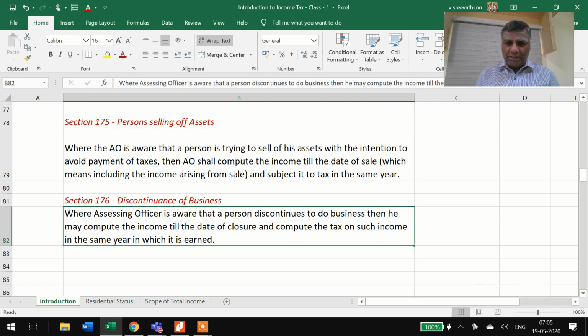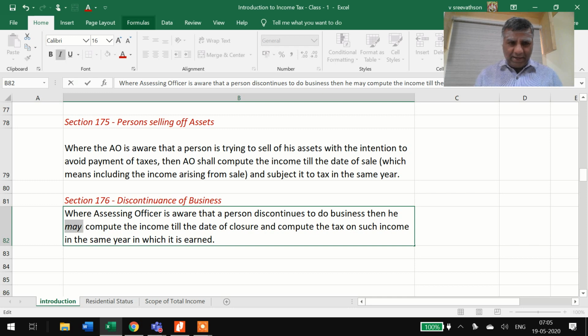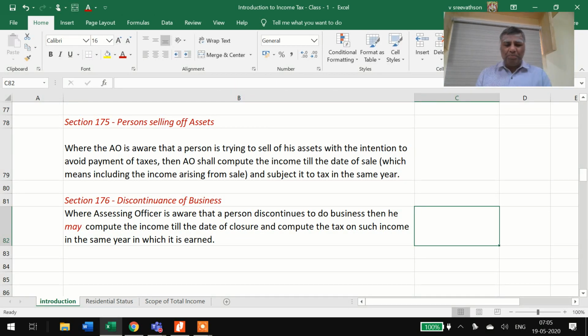Where the AO is aware that a person discontinues business, he may opt to compute the income till the date of closure and compute the tax on such income in the same year in which it is earned. The beauty of this section is it uses the word may. Take a highlighter, highlight that word may, which means it is optional.